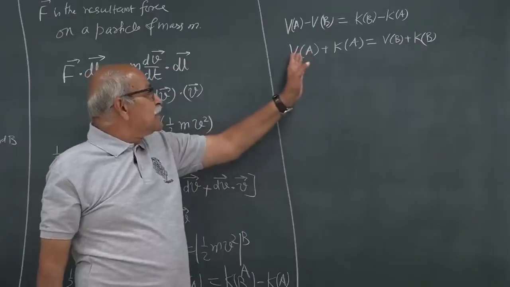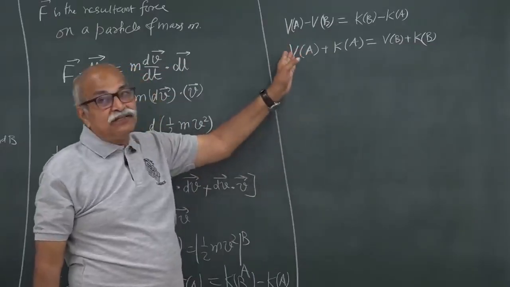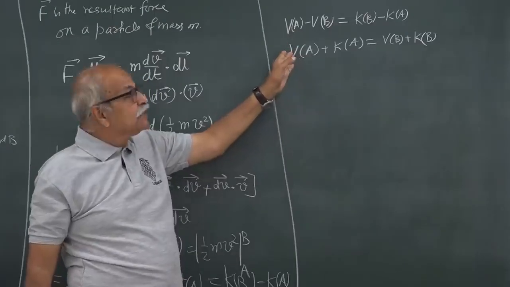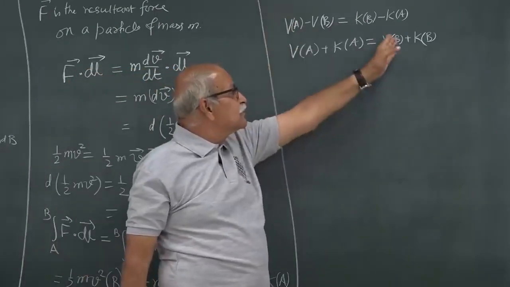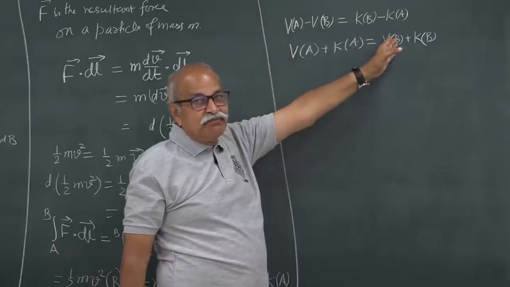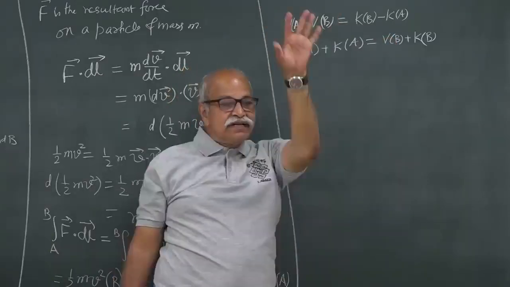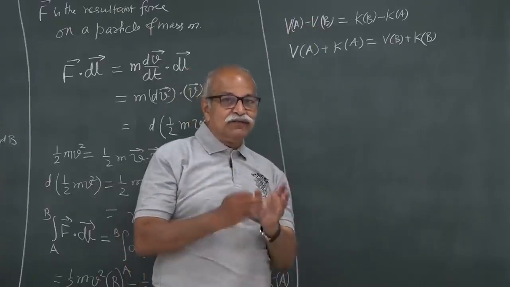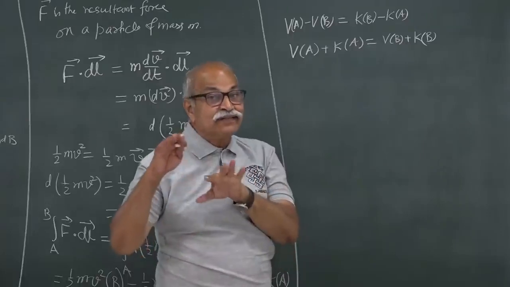Now this we name as potential energy of the particle when it is at A, and this is potential energy of the particle when it is at B. This V function at x, y, z is named as potential energy of the particle when it is at that x comma y comma z.